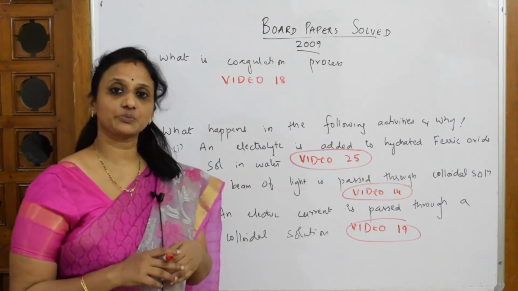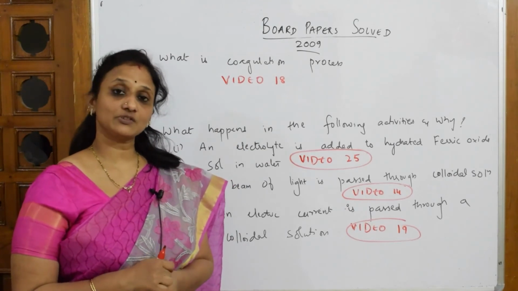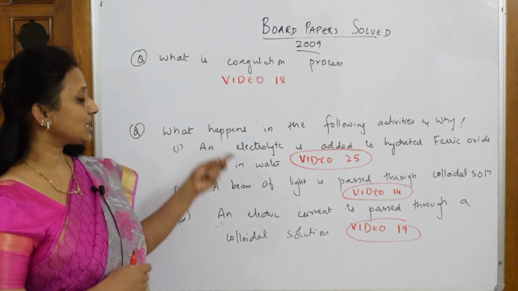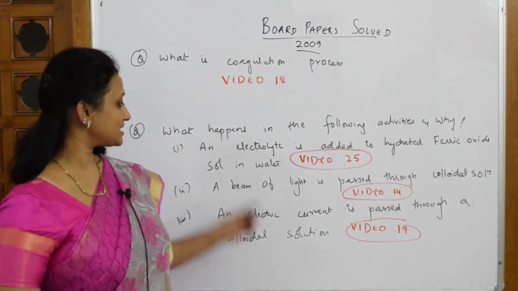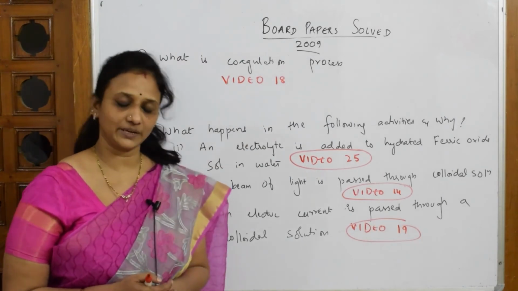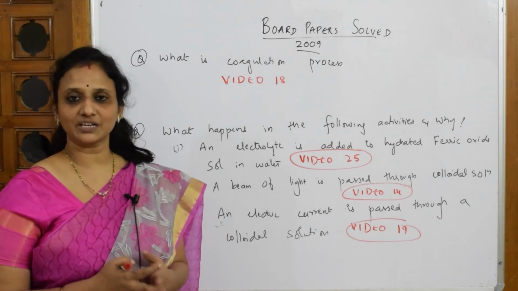What is the coagulation process? I have taught this in video number 18. Please watch that. Here I've also explained the different methods of coagulation. Now the next question: what happens in the following activities? An electrolyte is added to hydrated ferric oxide solution in water. Hydrated ferric oxide is nothing but ferric hydroxide.